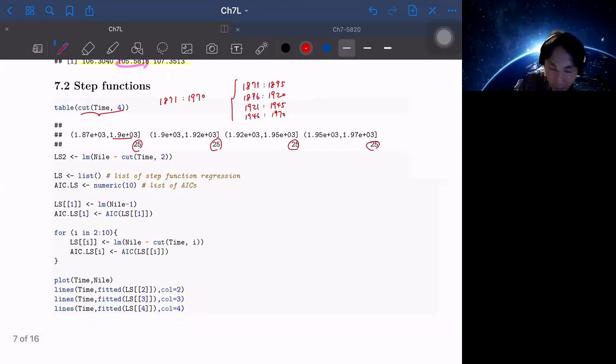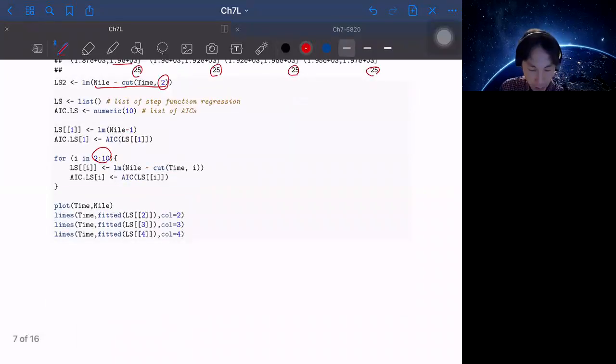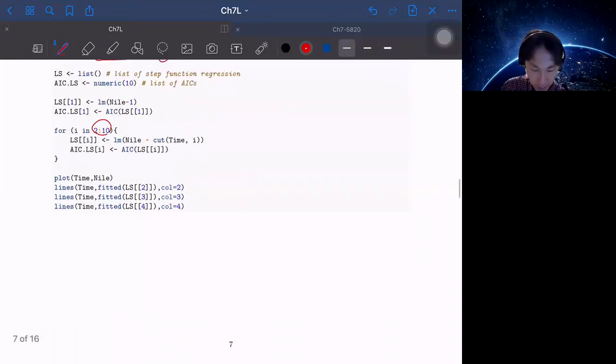And we can just put this cut time function in Nile. Then we can fit the data. And also we change this 2 into 2 to 10, so we can have more knot points.